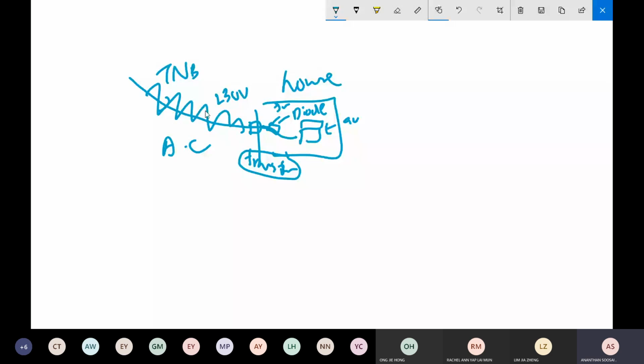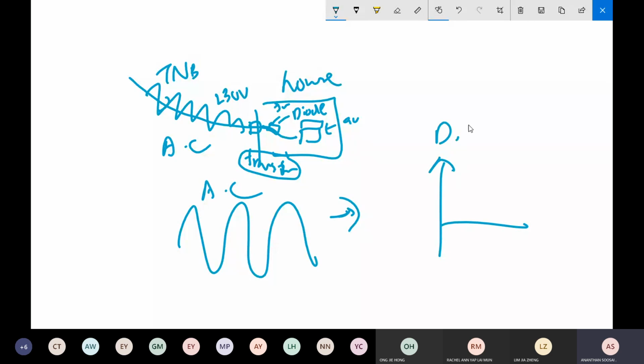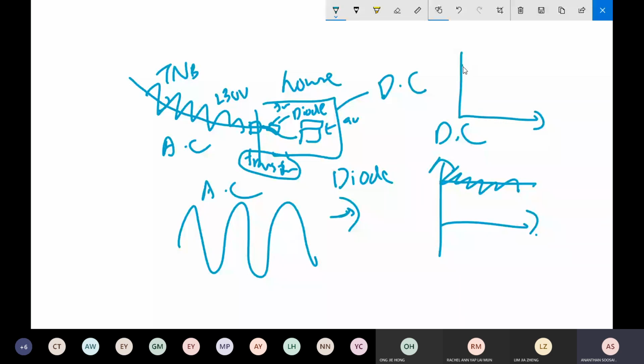Then the diode will change AC to DC. AC current will turn to be a DC, direct current, like this. Laptop only works on DC. So TNB gives us AC, the diode changes it to DC. But this DC retrieved from the diode, as those of you who did SPM know, is not a perfect straight line. It'll be like a curve, with a little ripple.